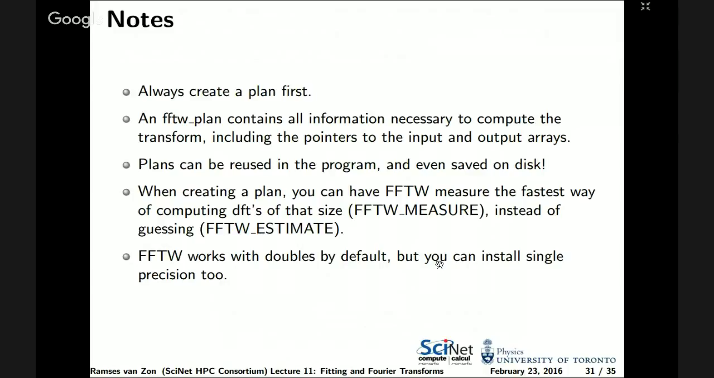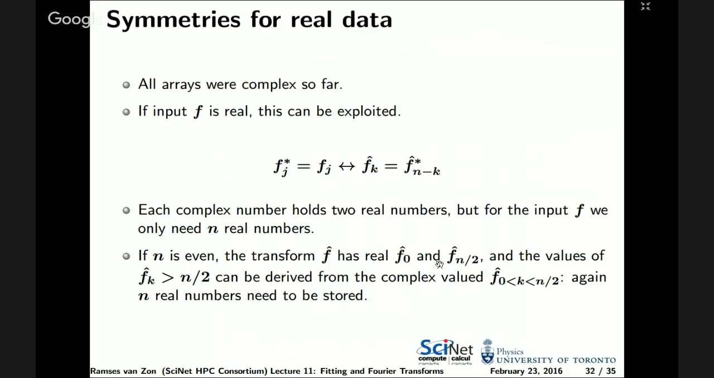Okay. So on the fast Fourier transform then, always create a plan. It contains all the information. You can measure or you can estimate, but measure takes a long time. Another thing that is good to know, it works with doubles by default. We're going to stick with that, but there's a way to make it work with single precision as well. And then finally, a few more notes about special cases.